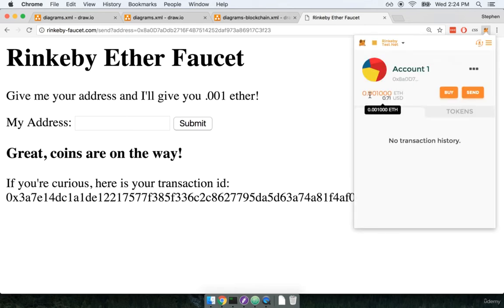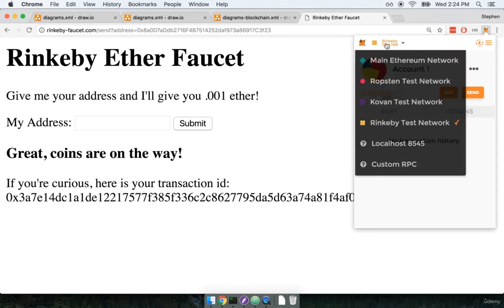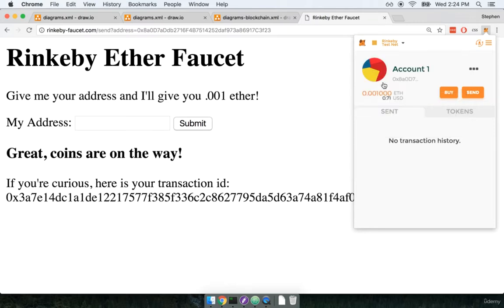Our account now has 0.001 Ether assigned to it on the Rinkeby test network. If I select the network dropdown up here and flip over to, say, the Ropsten network, you'll notice that our balance goes down to 0. But if we go back over to Rinkeby, we go back up to 0.001.